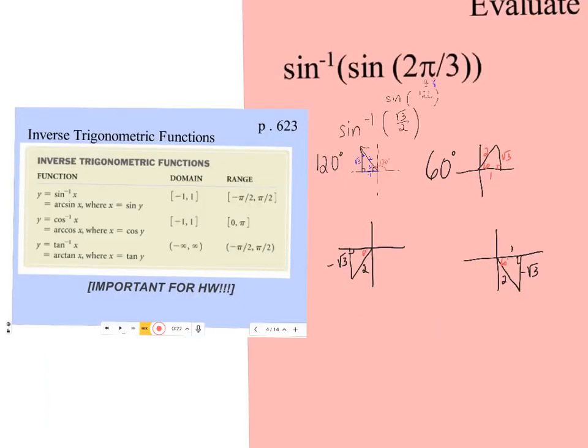But wait, you need to remember, the screen prior, we're looking at inverse functions, where the range is only expressed in a certain set of values. So from negative pi over 2 to positive pi over 2. So our 60-degree angle will work. From negative pi over 2 to positive pi over 2, 120 degrees does not fall there. It would not be listed as one of your potential answers.